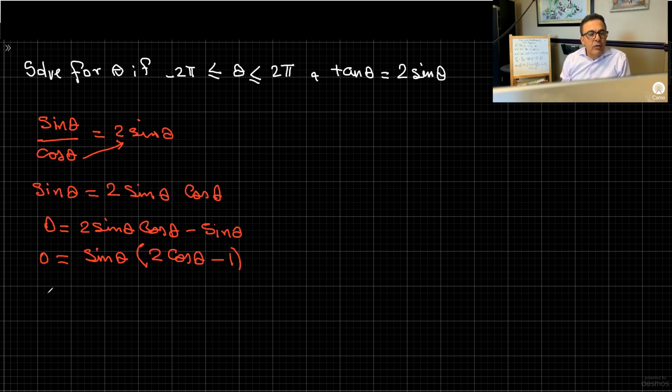And therefore, from here, sine theta would equal 0 from this. And from this, you'll end up with cos theta equals 1/2. So the first thing I'm going to solve is sine theta equals 0.